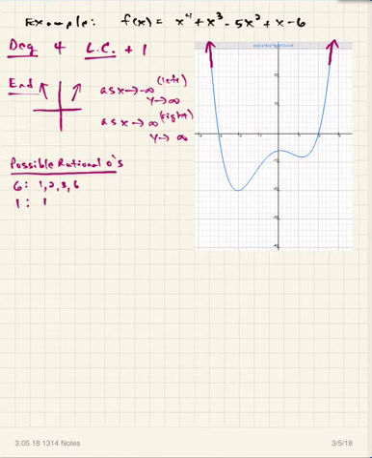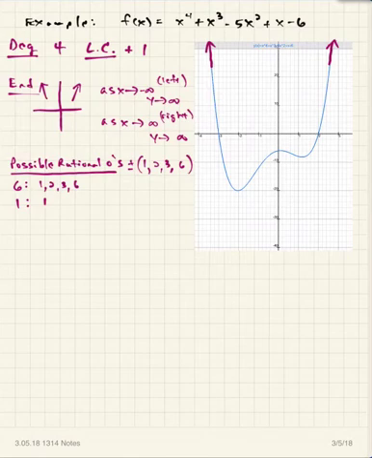And then remember how you write this. The possible rational zeros, you take all the factors of the constant and you divide them by each of the factors of the leading coefficient. In this case, the leading coefficient is just a 1, so you're just dividing by 1. And so you just get 1, 2, 3, and 6 back. But then you have to remember that it could be positive or negative, 1, 2, 3, or 6. So those are the possible rational zeros.